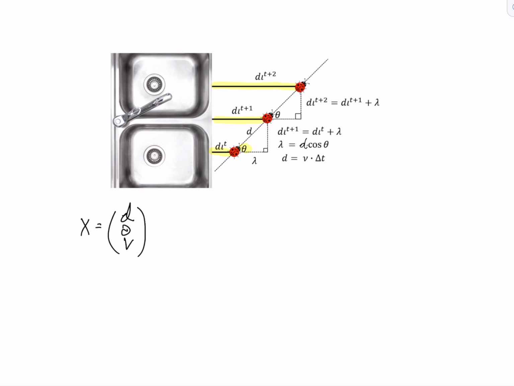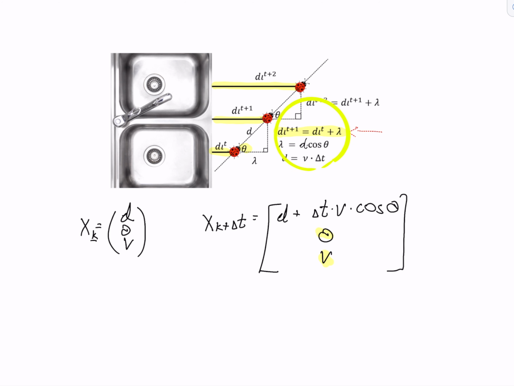So, if I define the state vector as having three parameters, d, the lateral distance from the sink, theta, the orientation, and v, the velocity, then I end up with x at k plus delta t as d plus delta t times v times cosine theta, theta, and v. Why? First, because theta and v are constant. But what about d? So please watch this equation.